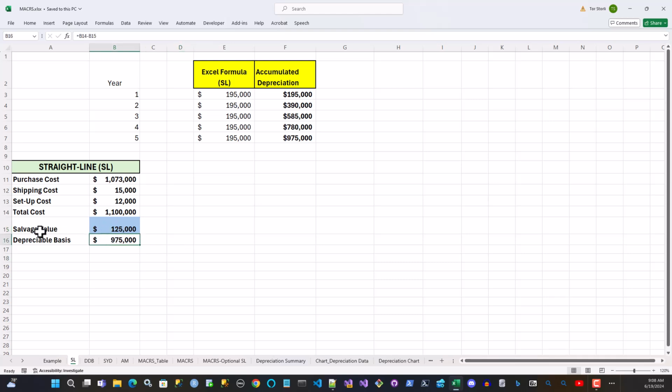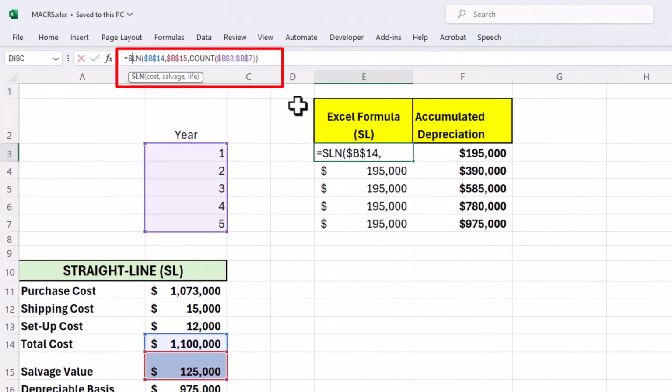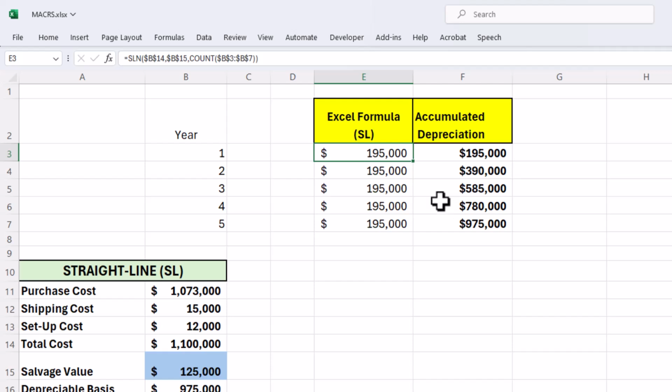But when you do that for straight line purposes in accounting, you call this a depreciable basis. So you take the total cost minus the salvage. That will be what you're going to depreciate over. For straight line, you depreciate equal amounts over a certain useful life. So in our case, it's 5 years. So the equal amount becomes, using the Excel formula, SLN. That's the formula. It contains cost, $1,100,000, salvage, which is $125,000, and the life is 5 years. So you put that into the formula, and you end up with $195,000.